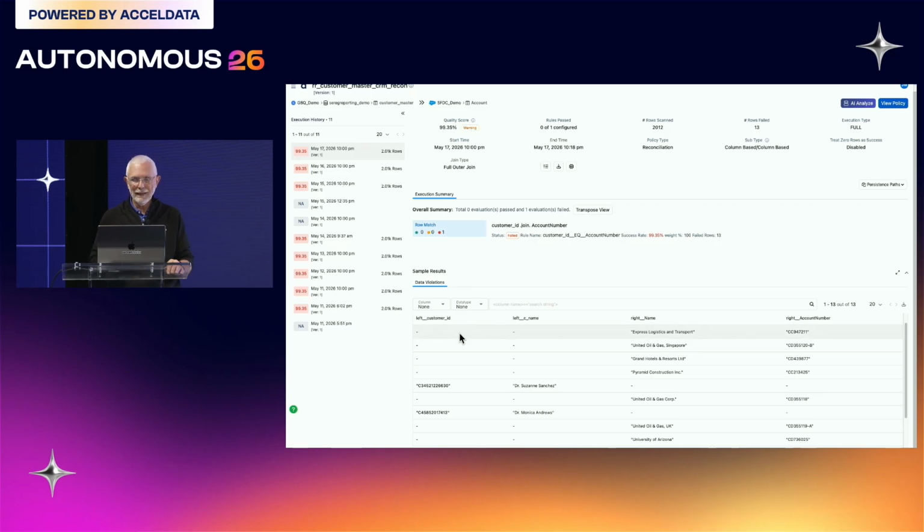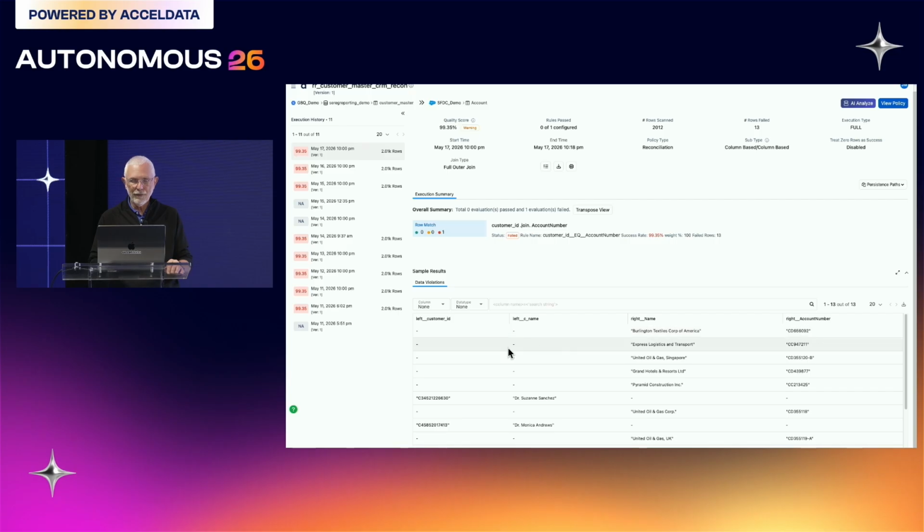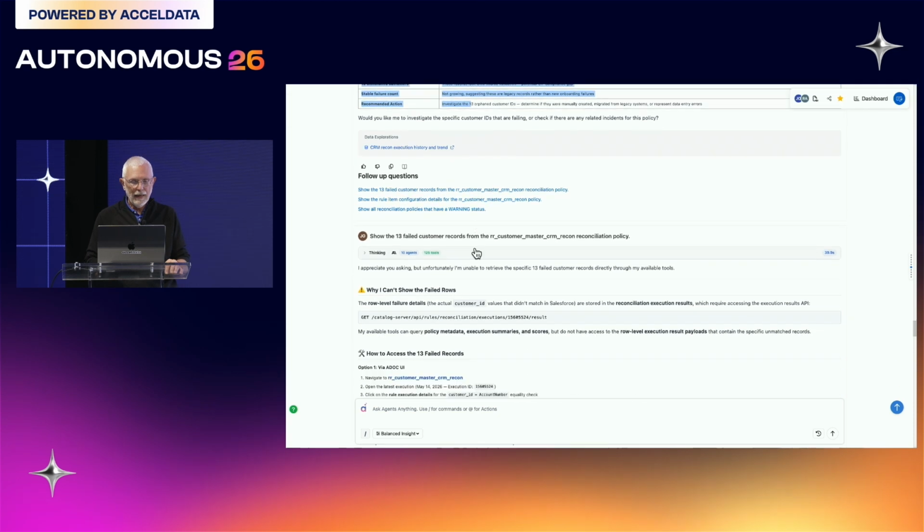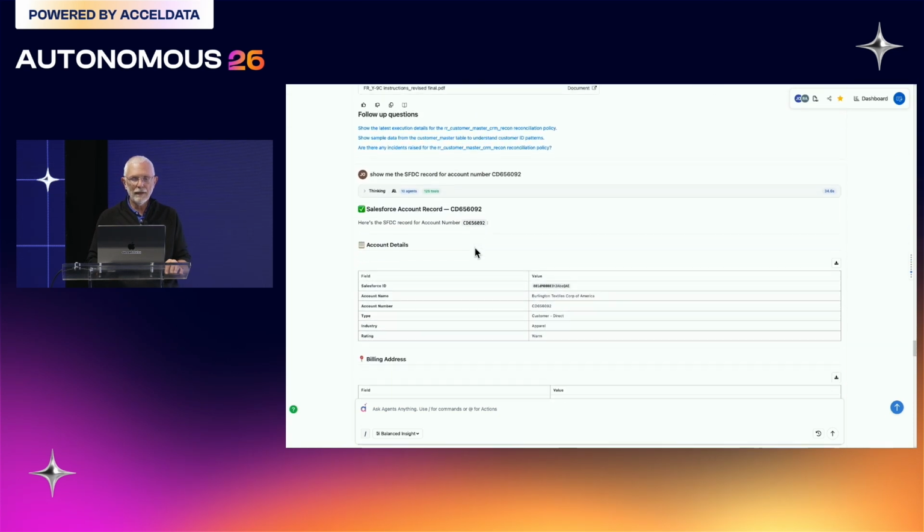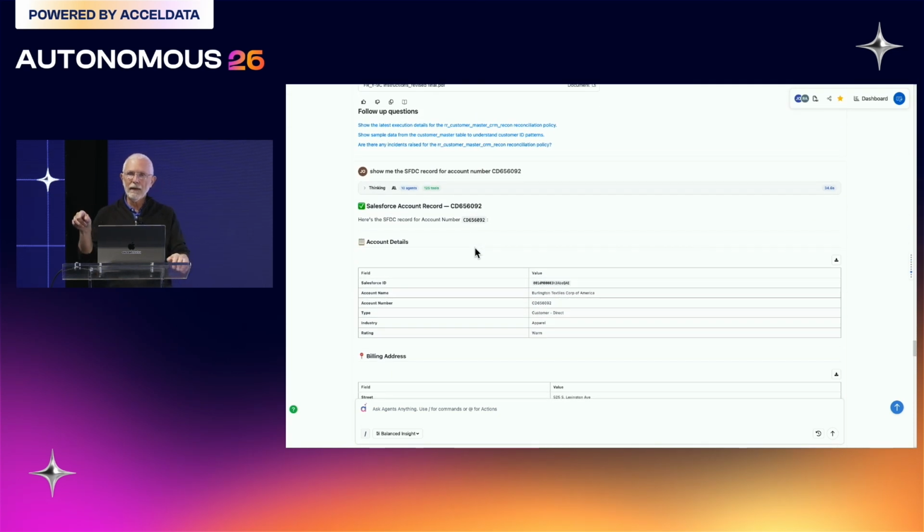This is the customer master. This is Salesforce. I can see records that are here that aren't there, a couple, so I've got some mismatches, right? So now I'll go back and I'll scoot down. Now again, using the power of the MCP, I'm going to ask, can you show me what that looks like in Salesforce?